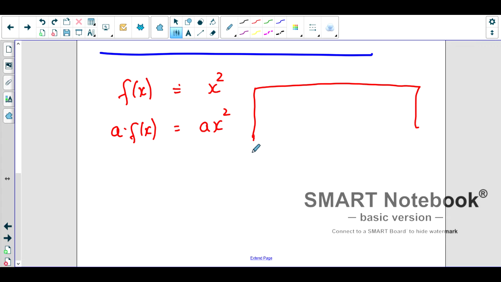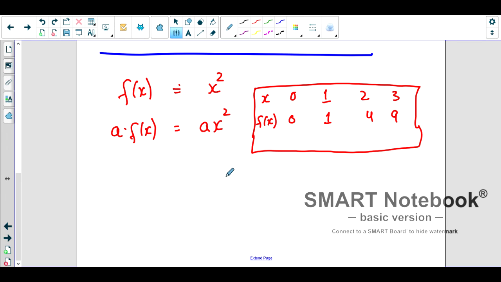Through a table, to explain, I will use a table. X, we have 0, 1, 2, 3. F of x will be what? 0, 1, 4, and here it should be 9.